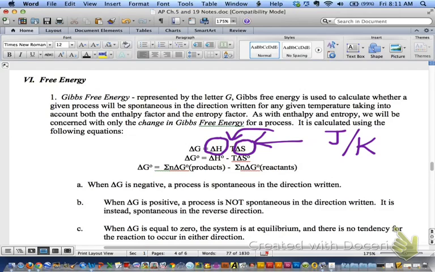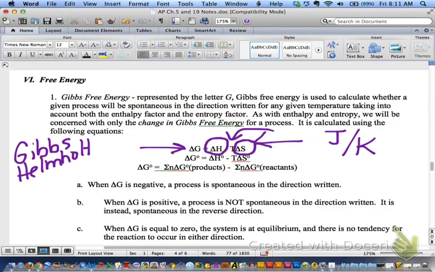So Gibbs free energy, which is symbolized by the letter delta G, is equal to delta H minus T delta S. This equation is what is known as the Gibbs-Helmholtz equation.